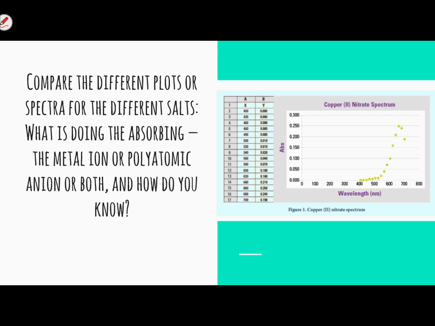So if copper 2 is blue, is it absorbing blue light? No, it's reflecting it, right? That's the way you can see it. It reflects off the surface, and it shows you that beautiful blue color. It's not absorbing it, because if it was absorbing it, it wouldn't be blue. So that makes sense, it's not absorbing blue.